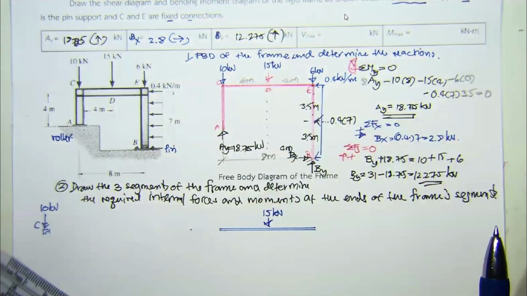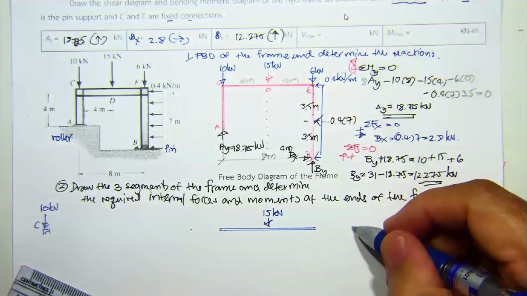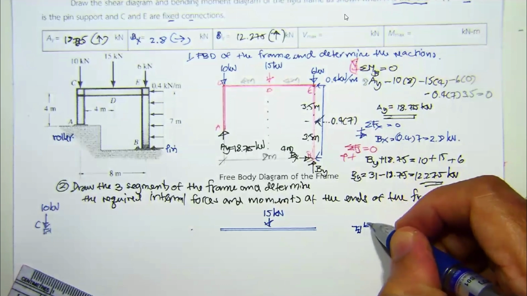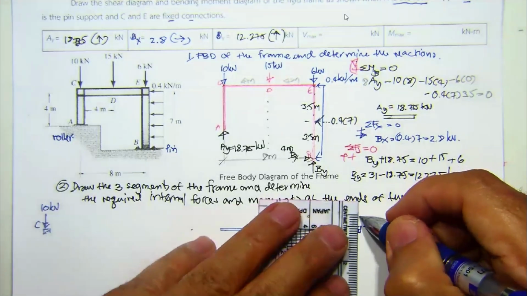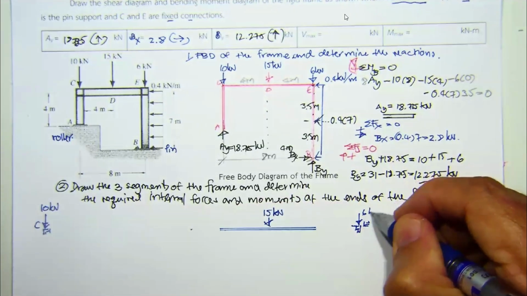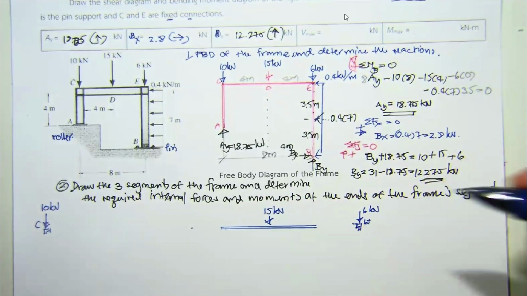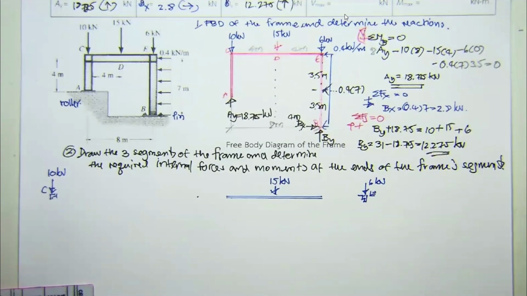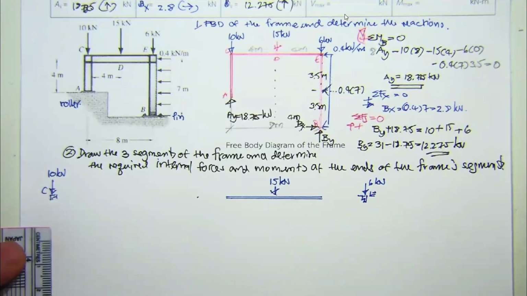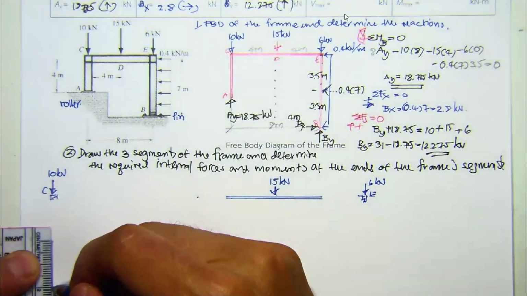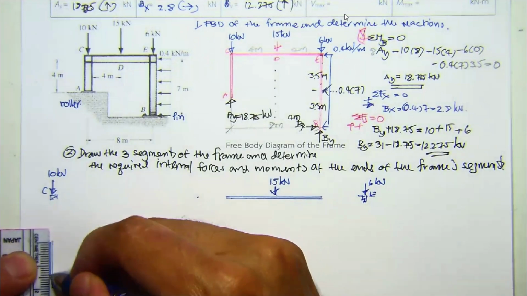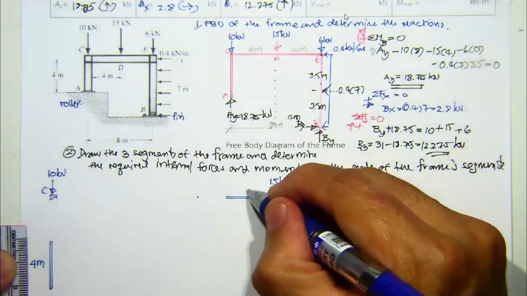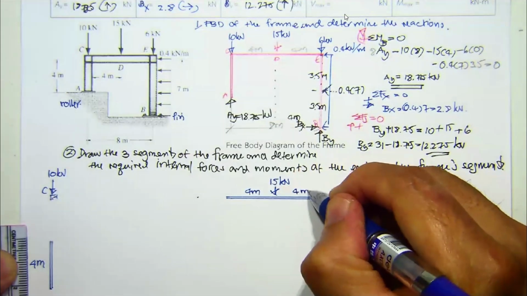And then you have another point E. Take the point E over here. Then you have 6 kilonewton applied over here. Okay. The beam must be separate from its connection. Then we have the column. Let's take this one to be 4 meter, this is 4 meter, 4 meter.